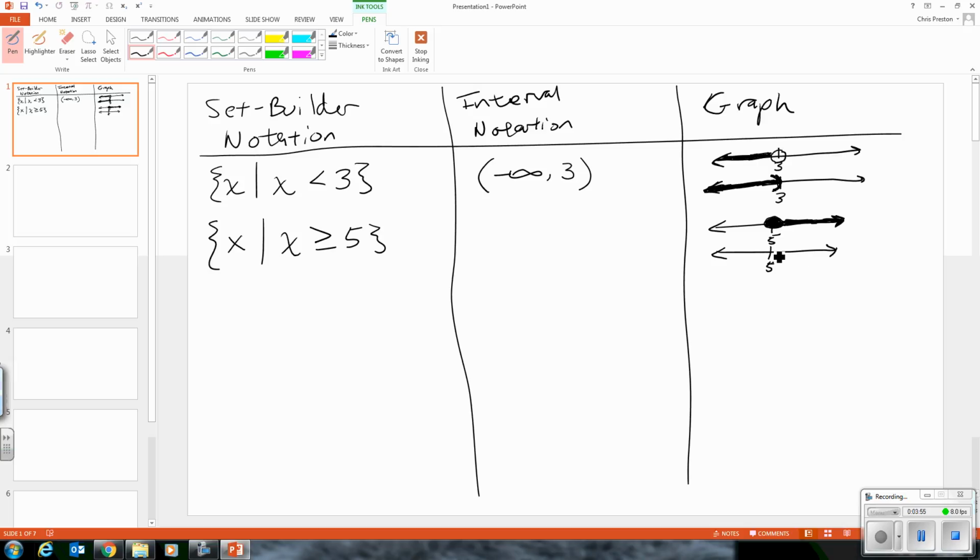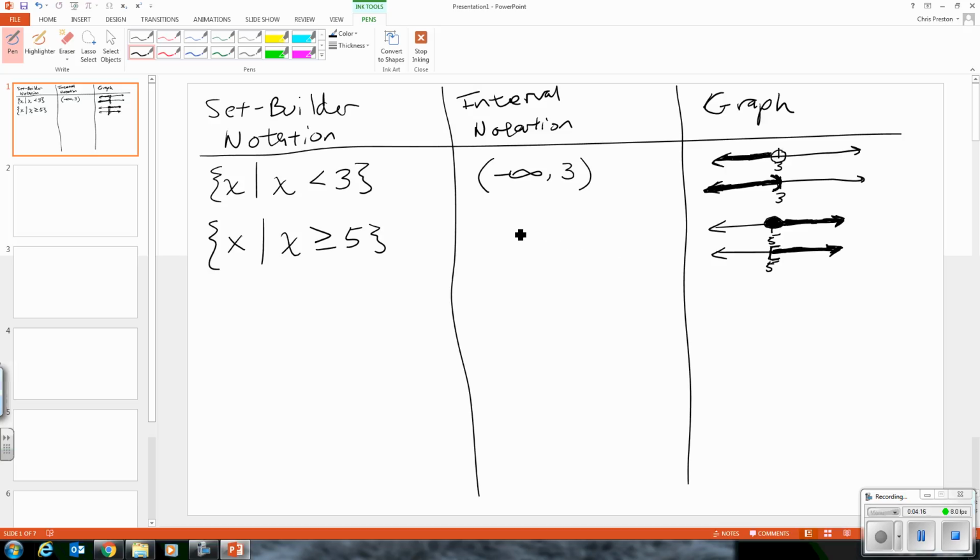The other notation you could use, the same idea, I'm looking for numbers to the right here, but at 5, I want to indicate 5 is actually a potential answer. So what I'm going to do is use a bracket to indicate that is actually one of the answers to this problem. And so if I want to do interval notation, I want to say, well, what am I shading?